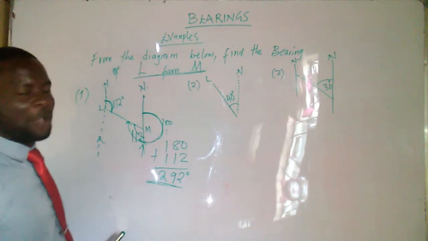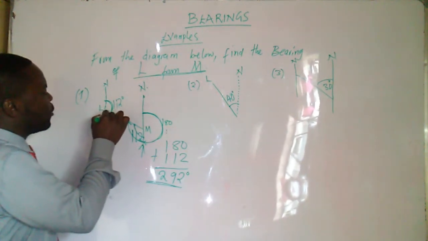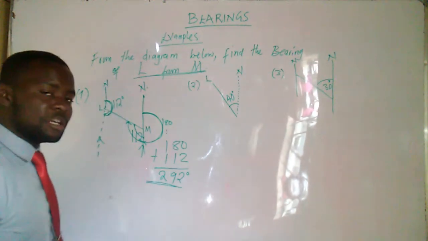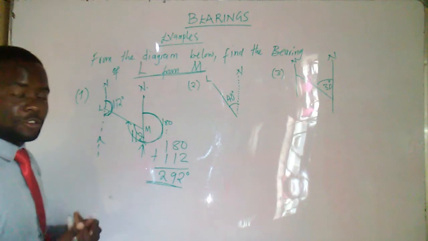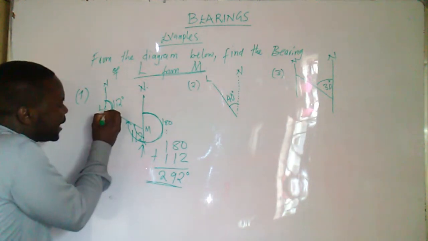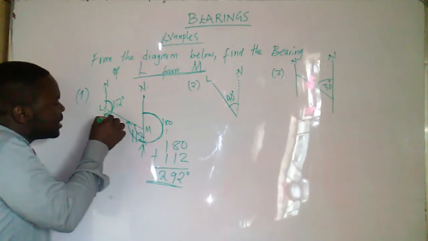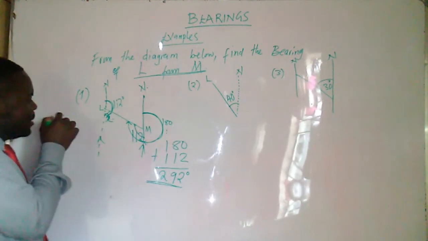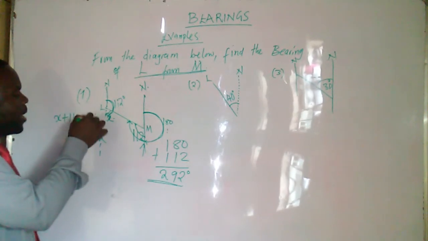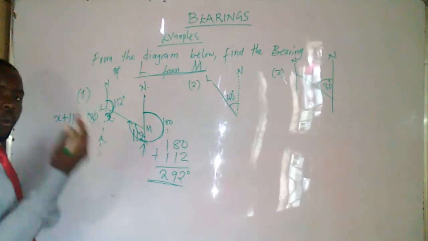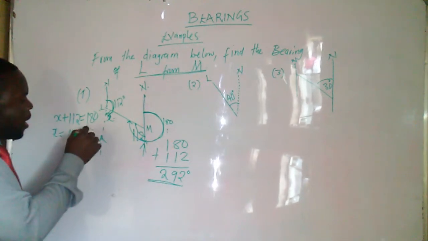Which method is that? We can look for the angle which is here, first of all, of which in the previous video I already told you how to calculate these types of angles. All right. So for us to find this angle here, remember this is a straight line. So let's assume that this is our x. So meaning that x plus 112 should be equal to 180, because this is a straight line. When you collect the like terms, you're going to have x equals 180 minus 112.